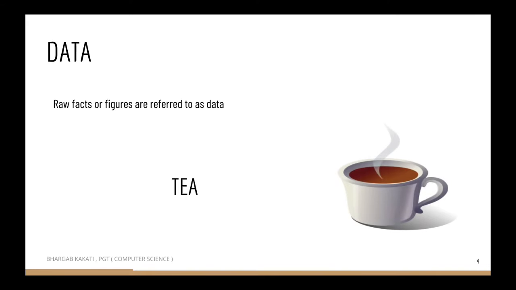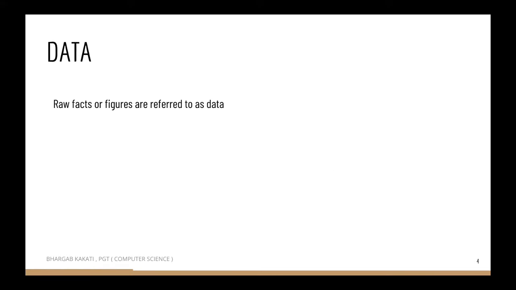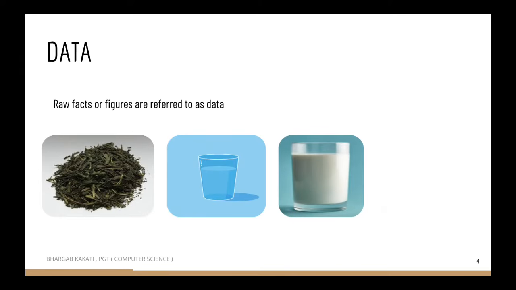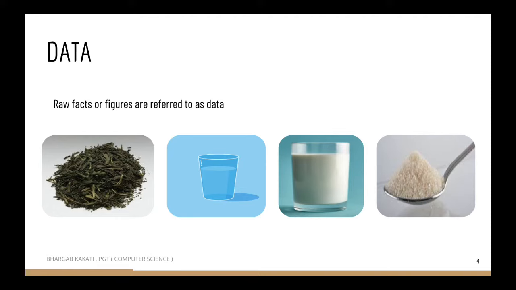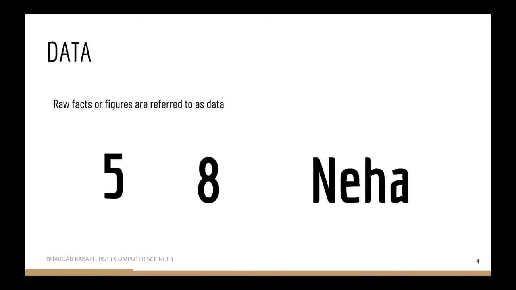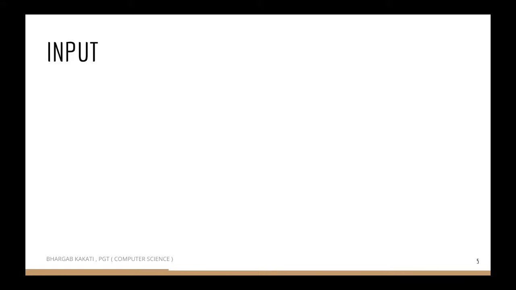So let's say we want to prepare tea. Now in order to prepare tea, we require certain ingredients like tea leaves, water, milk and sugar. Now these ingredients are known as data because these are some raw facts. Now if I talk with respect to a computer system, data may be some numbers like 5, 8, Neha, etc. So always remember, raw facts and figures are referred to as data.